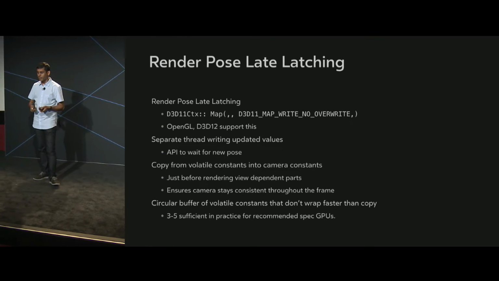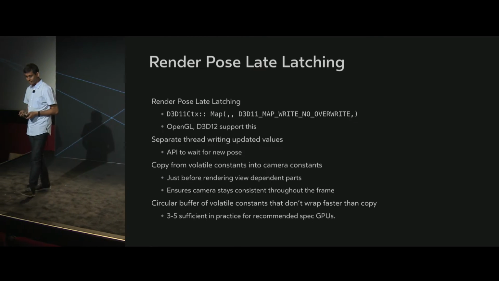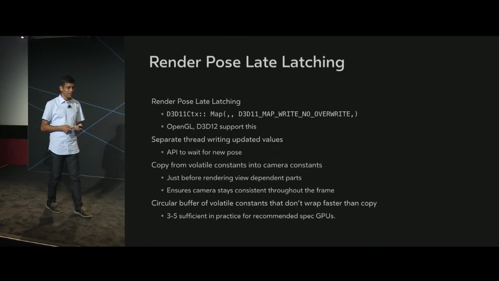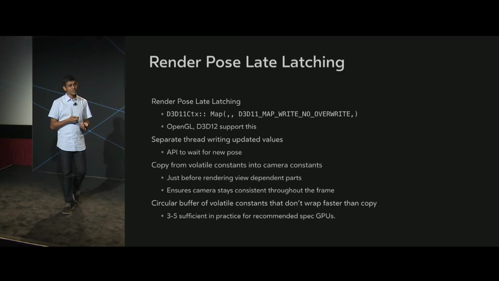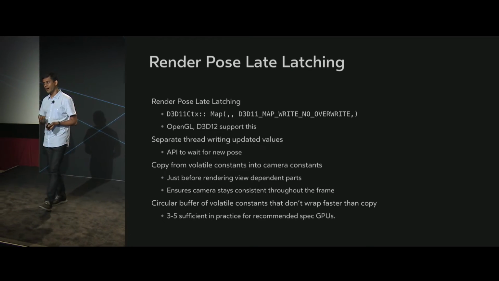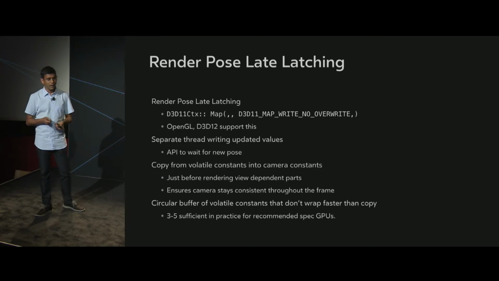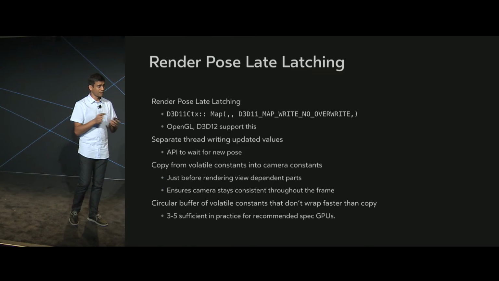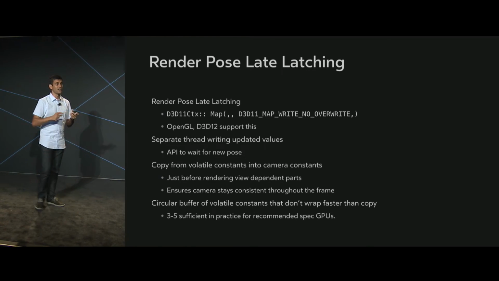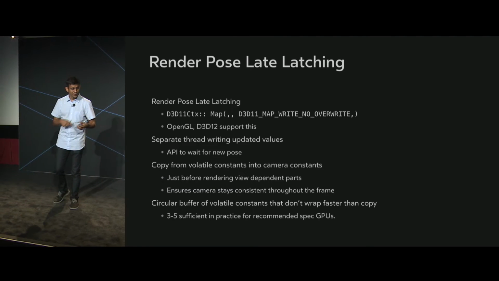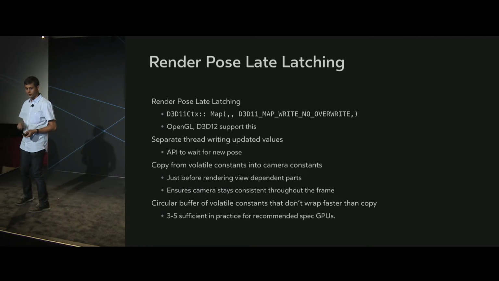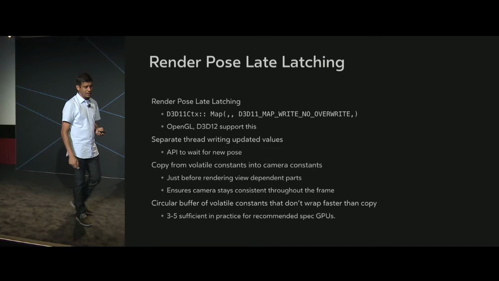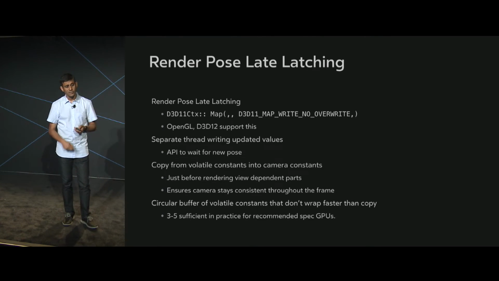And what we found is that by using a circular buffer, we can avoid that race condition. And the size of circular buffer you need to actually solve it in practice is not too bad, because our sensor fusion thread is updating pose values once every millisecond. And when you consider modern GPUs or the recommended spec GPUs, they don't take very long to copy a handful of constants. And so we don't really have a large window of time that this happens. So just having a 3 to 5 item long circular buffer is sufficient to ensure that there's no race condition between the CPU writes and GPU reads. And this avoids complicated CPU-GPU synchronization issues.